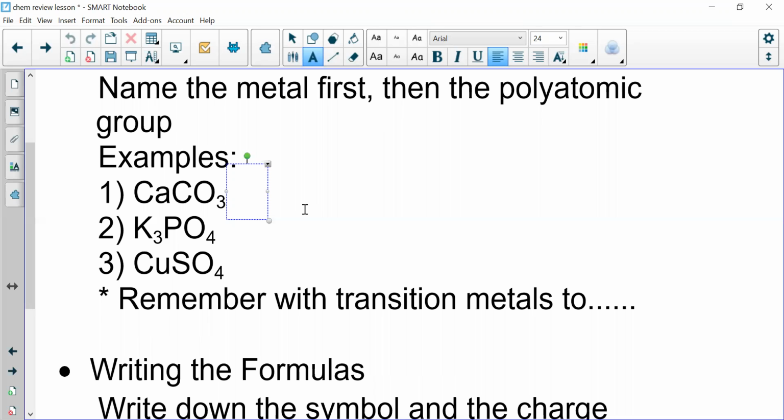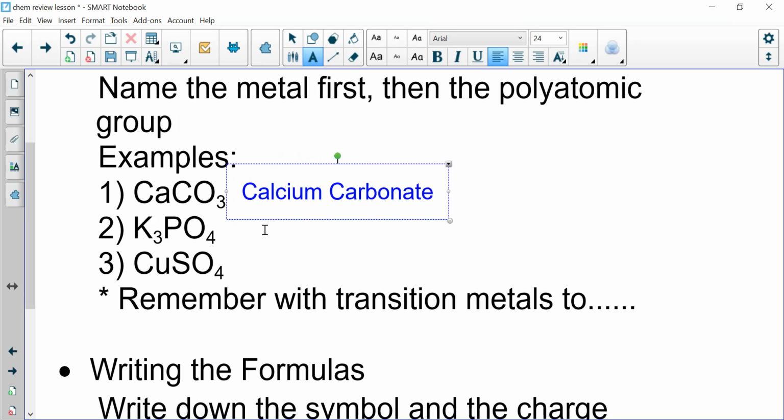Calcium carbonate. Thank you, Stephanie. So calcium, and then the CO3 is a polyatomic ion group, so that is calcium carbonate.